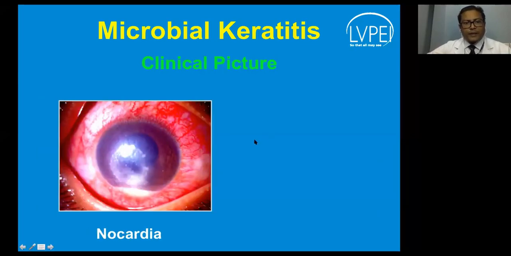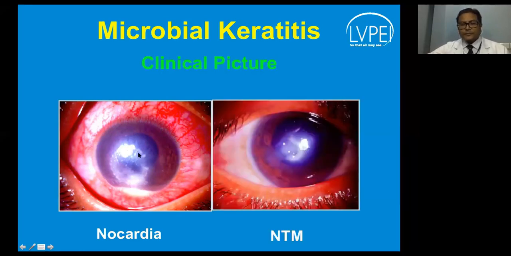Nocardia has a very typical appearance, such as a wreath-like pattern, multiple pinhead-like lesions, and a very slow chronic indolent course. Non-tuberculous mycobacteria are typically seen in the setting of refractive surgery when the LASIK interface is involved by these organisms. But that's too stereotypical. It can also happen in the absence of refractive surgery, and it can also be a very slow grower. It typically has a cracked windshield kind of appearance.